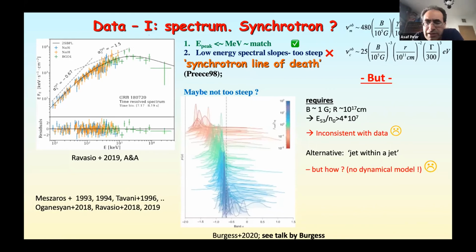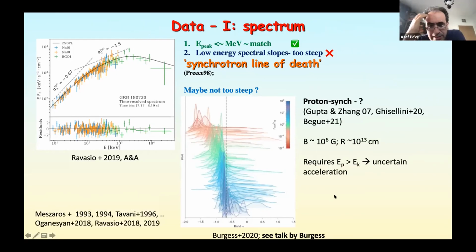The main problem, of course, is that when you look at what it requires physically, it requires magnetic fields of the order of a Gauss, but at a radius of something like 10^17 centimeters. When this translates to physical conditions, it means that the ratio of energy to ambient density, in units of 10^53 and 1, is greater than 10^7, as opposed to something of the order of unity. This is inconsistent with what we know from many objects from the interstellar medium. There are alternatives such as the jet-in-jet model, but again, we're not really sure how this works. There is no clear picture here. There is no dynamical model. So I would say this is less appealing.